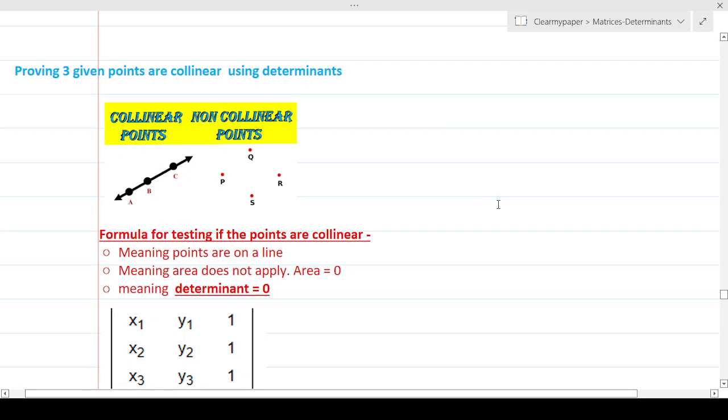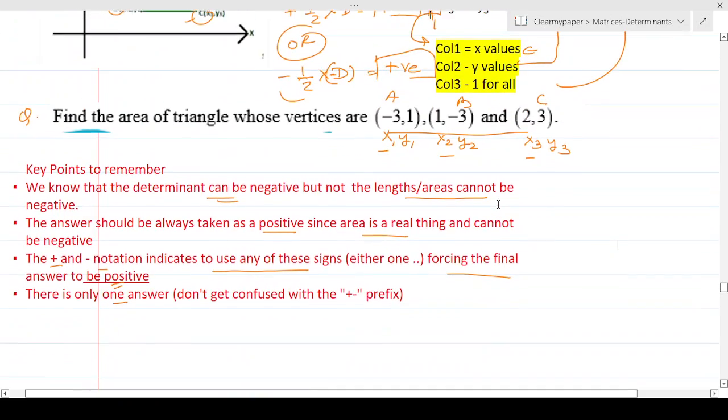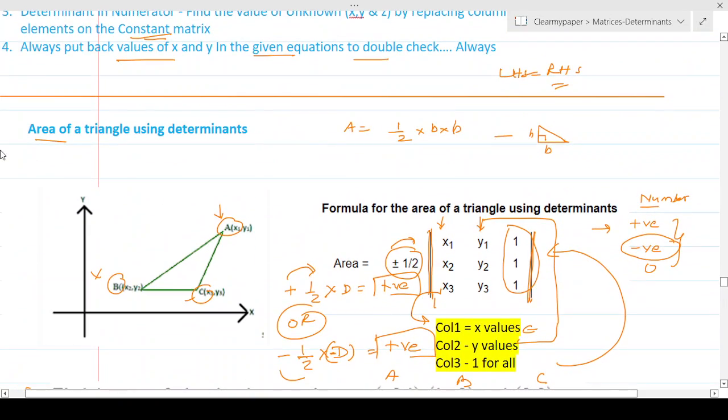In the last episode, we saw one of the applications of determinants was to find the area of a triangle. So we had the area of a triangle with 3 given points, and we used this formula to find the area of the triangle, which is the absolute value, positive or negative, whatever we need to use, 1 by 2 multiplied by the determinant of this particular matrix, formed using these 3 vertices.